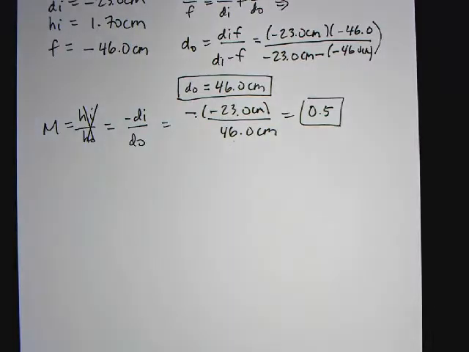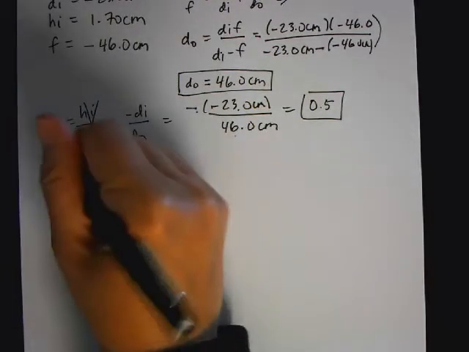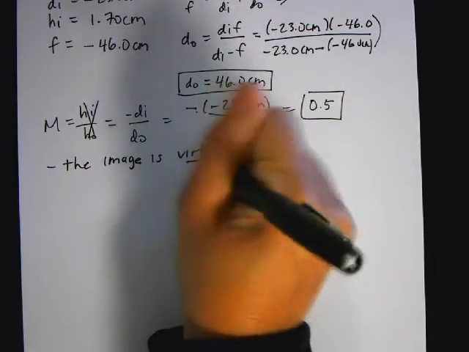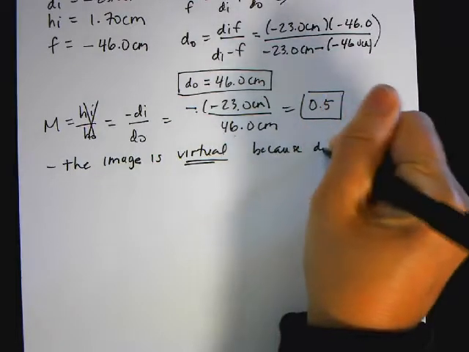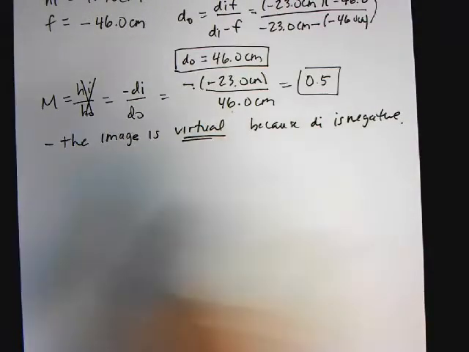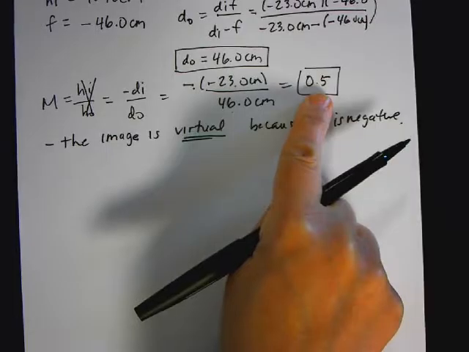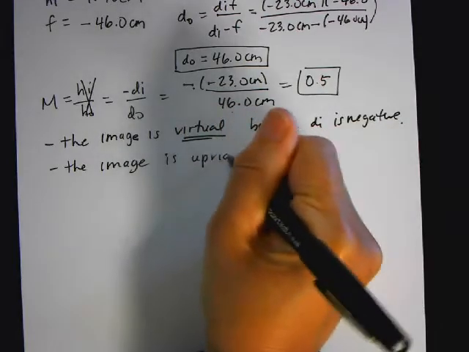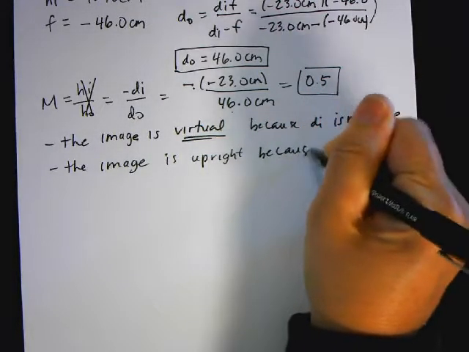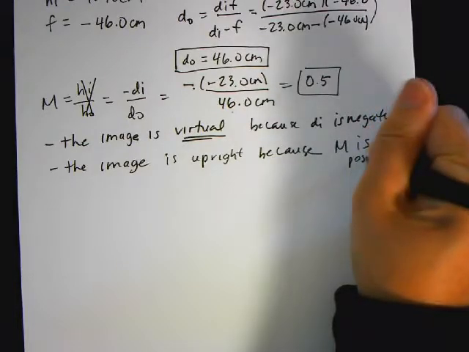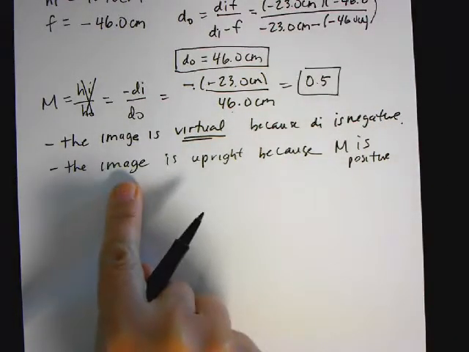Now they ask me questions like, is it real or virtual? Is it upright or inverted? So, first of all, the image is virtual because DI is negative. And then they asked if it was upright or inverted. Well, the magnification tells us that. So this magnification is positive. So the image is upright because M is positive. I'm just writing the because, so when you go back and look and we do the other problems, if M is positive, it's upright. If M is negative, it would be inverted.